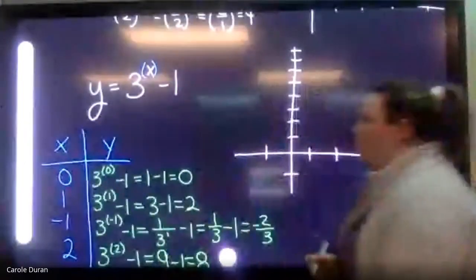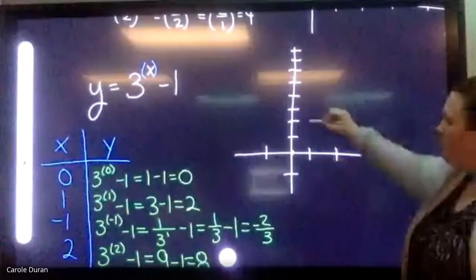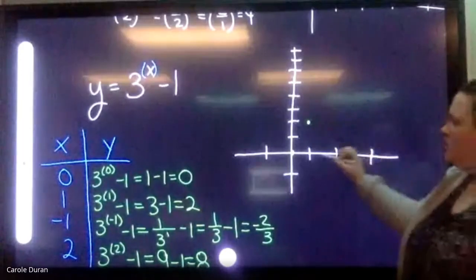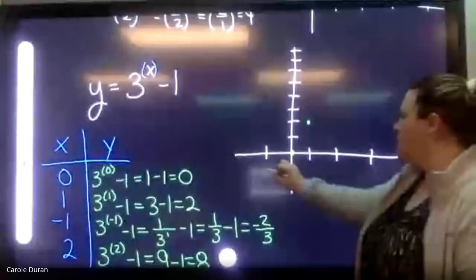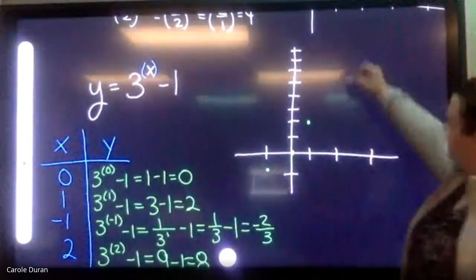And then we just started putting our points down. First one was 0, 0. Then we had 1, 2. Negative 1, negative 2/3. So that's going to be between 0 and negative 1. And then 2, 8.